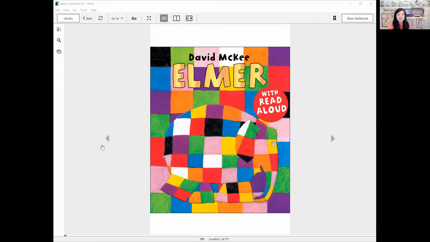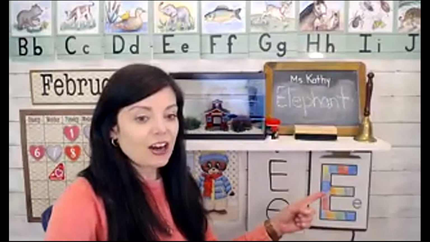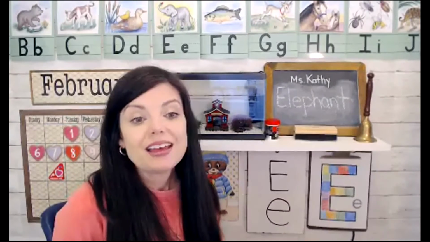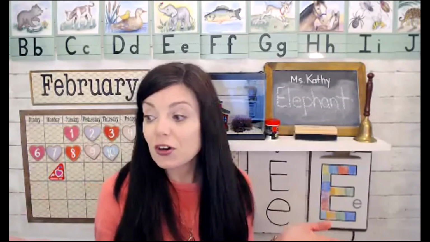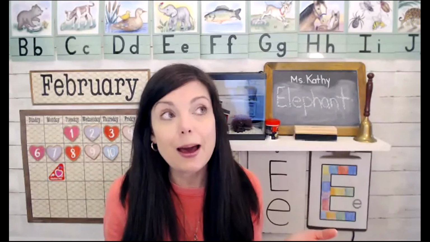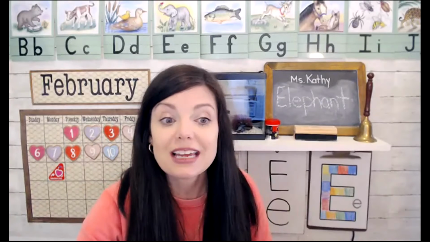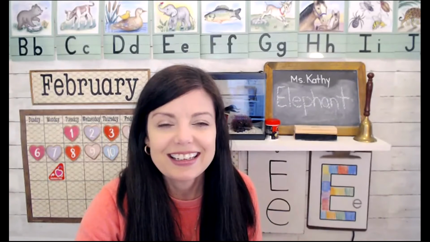So as you can see, Elmer is very colorful. And that's how we're going to decorate our E today. We used crayons and made it very colorful. And some other ideas for your day is to make a patchwork elephant. And I'm going to head over to the art table and show you that really quickly.